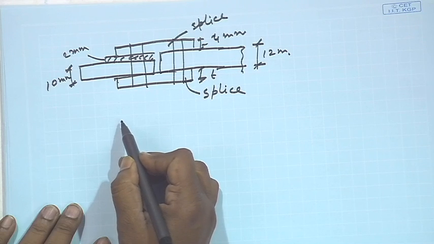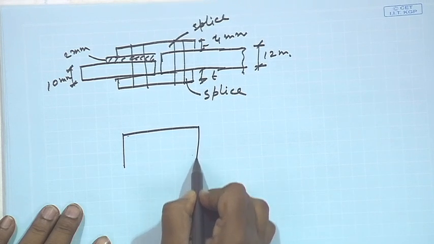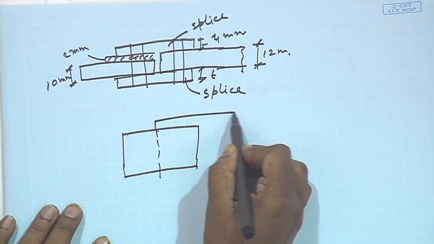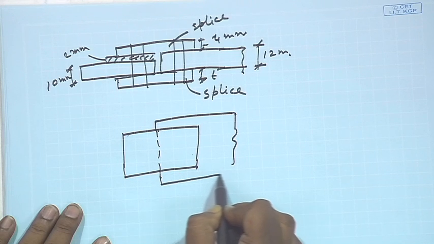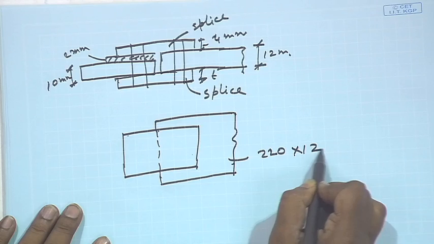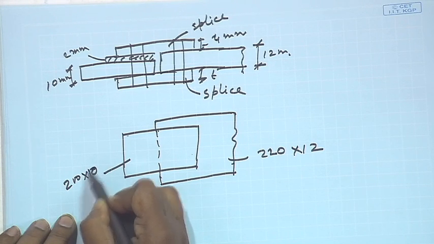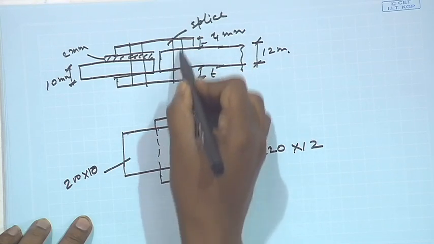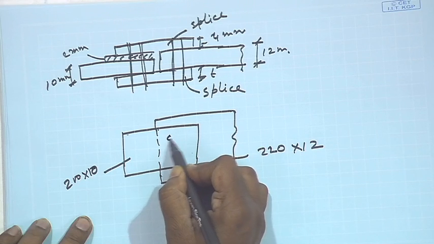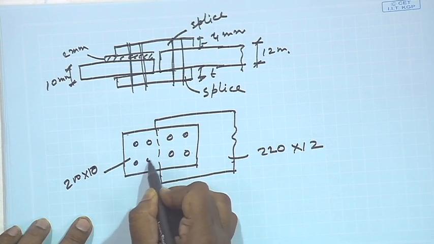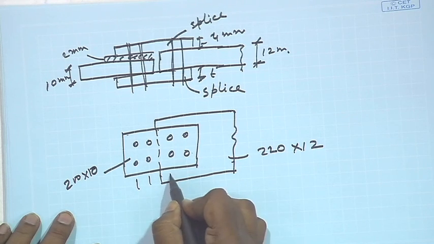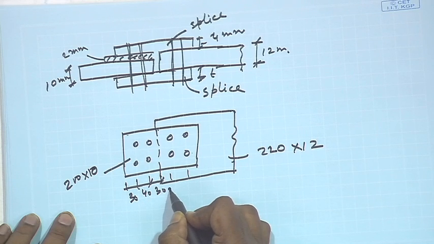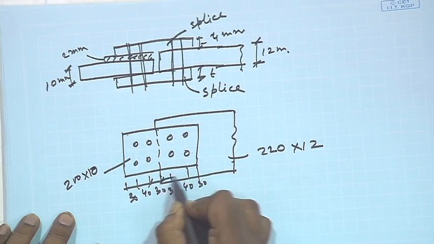So, in plan that will be visible. In plan, if we see, it will be like this, and then it will be like this. This plate is 220 by 12, this plate is 200 by 10. So, we are providing 2 bolts here, 2 bolts here, these 2 bolts and 2 bolts here. So, total number of bolts will be 4, means in each row 2 bolts we are providing, and this we can provide as 40 and 30. This is 30, this is 40, and this is 30.